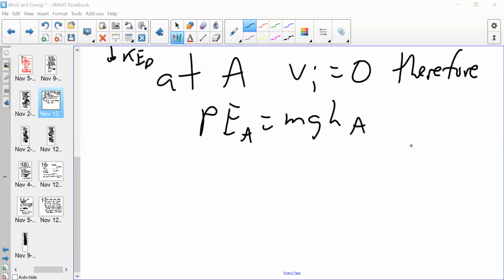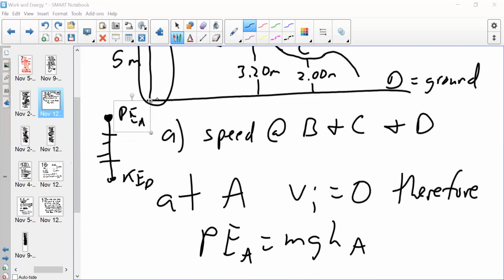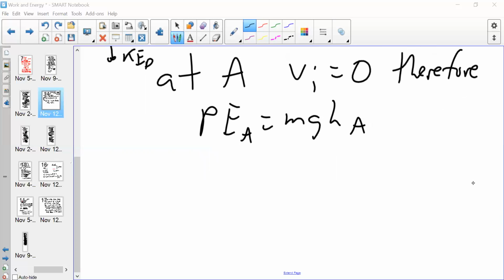Okay, so let's just dissect this out. We have A to B. A is all potential. Are we convinced here that it's all potential? It starts from rest. Is that iffy or still confusing? You guys good on that?